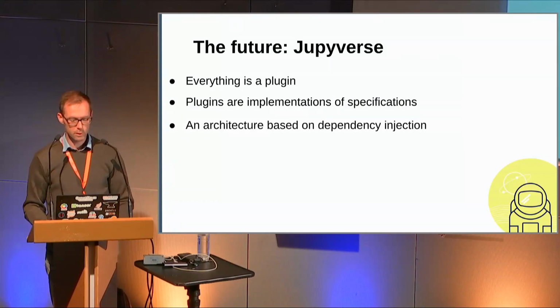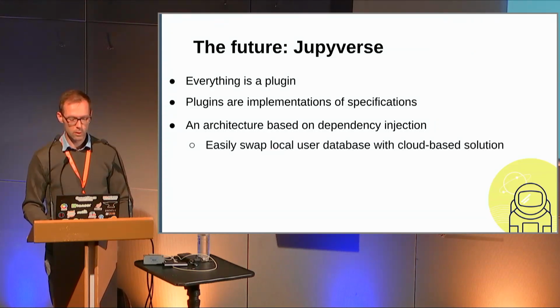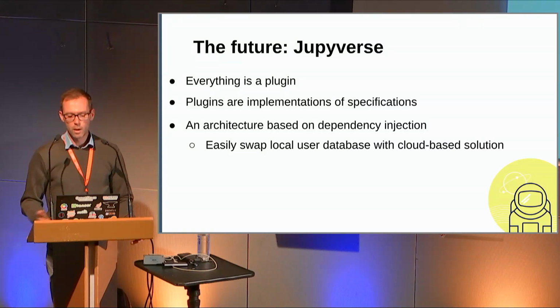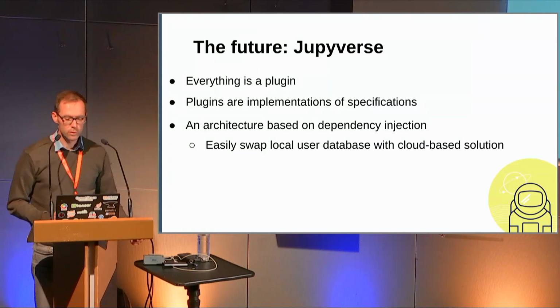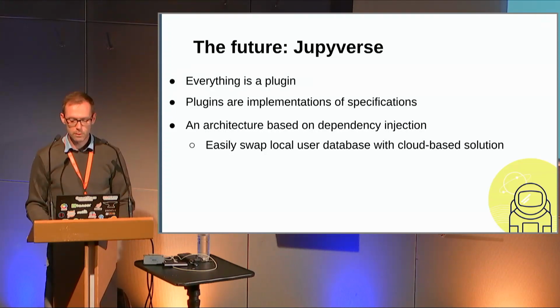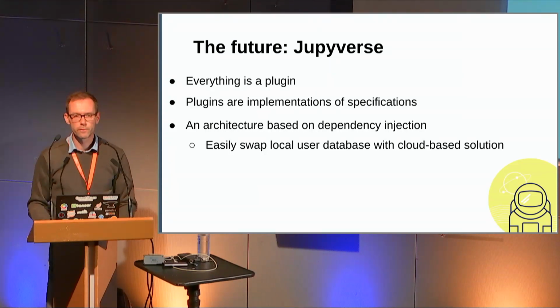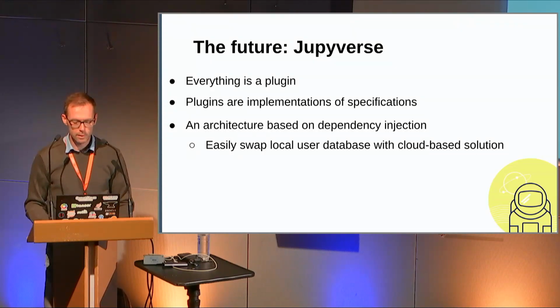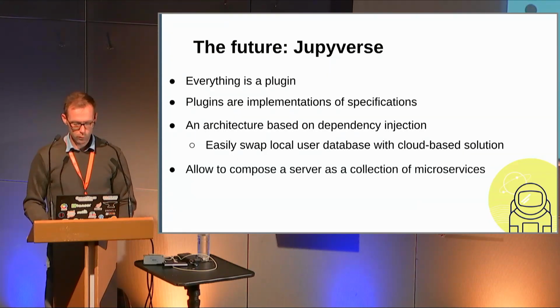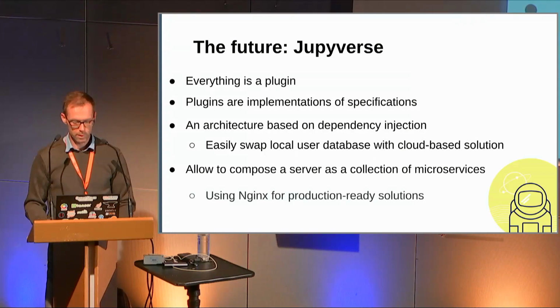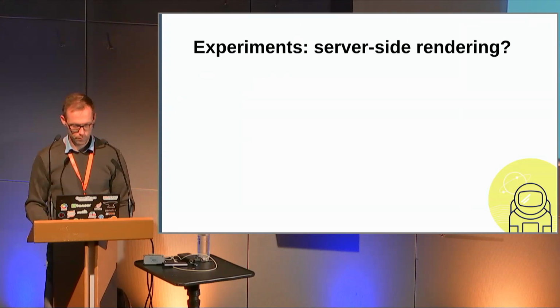It's an architecture based on dependency injection, just like in FastAPI, that allows us to easily swap, for example, the local database that we use for users with a cloud-based solution, and we actually do that through FPH, which is a really nice cloud-based user-as-a-service solution. And that allows us to compose a server as a collection of microservices, as I mentioned earlier. So, for example, we can use Nginx to really build a production-ready solution.